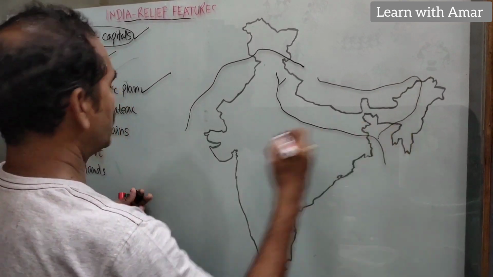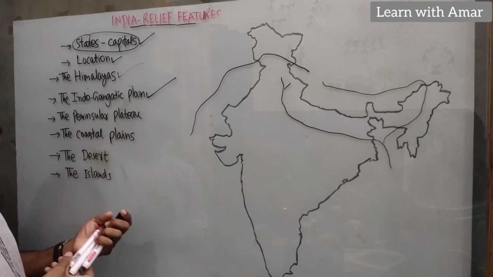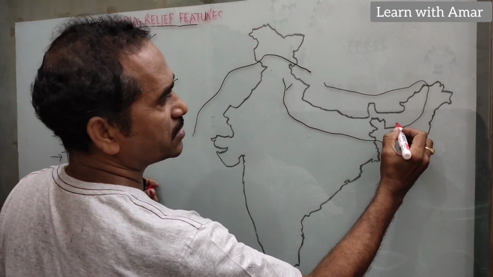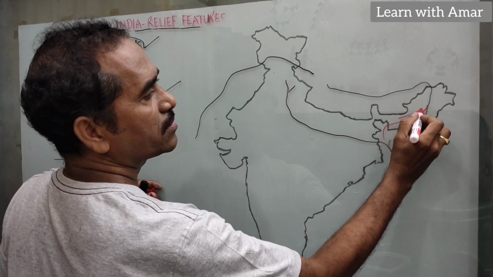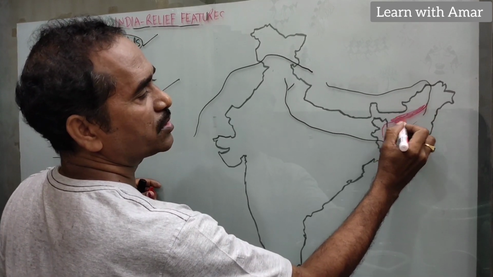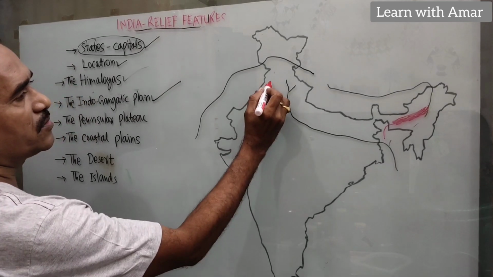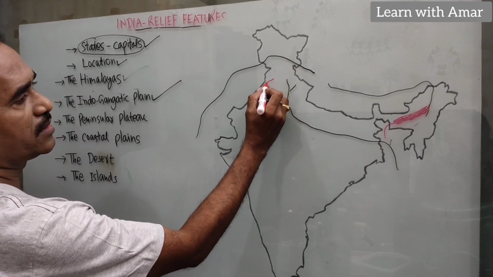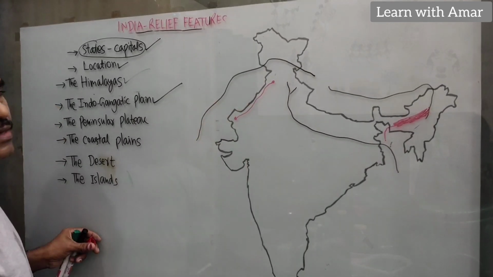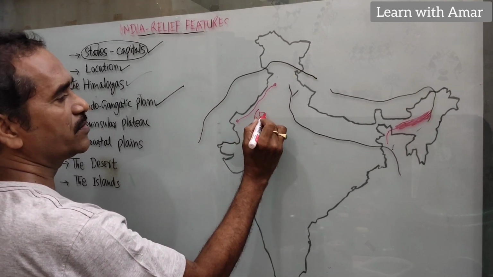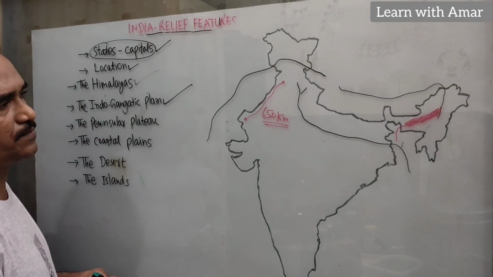Now, see some more. What are the topics from this concept? They ask you this one, Brahmaputra valley. This is Brahmaputra valley. Now here we find the longest canal in India, the Indira Gandhi Canal. The length of this canal is 650 kilometers. This is the longest canal in India.